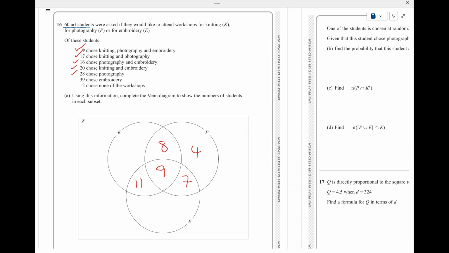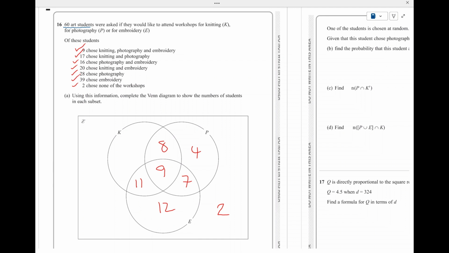39 chose embroidery. So that means that all of this lot must add up to 39. Now I've got 27 in there so far, so that means that 12 must go there. So there are 39 altogether who chose embroidery. 2 chose none of the workshops.